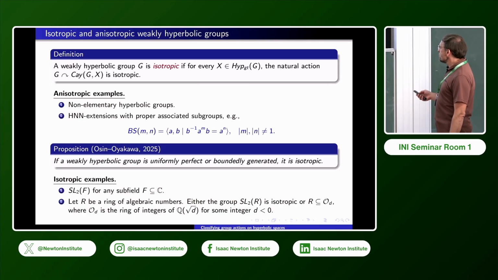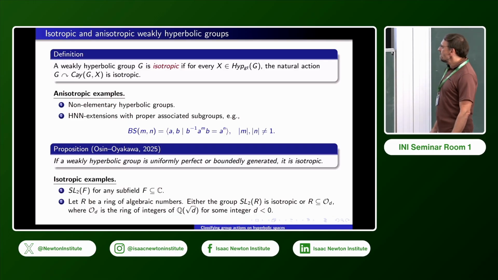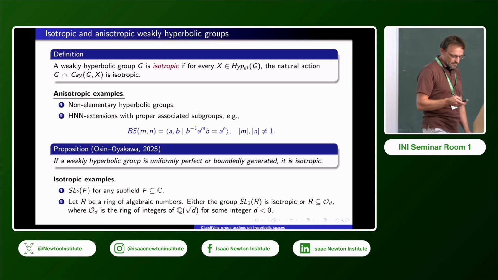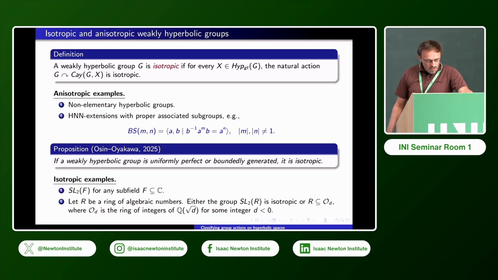But it's uniformly perfect and therefore isotropic. Here is another example which uses bounded generation. If R is any ring of algebraic numbers, then either this group SL2R is isotropic or R is contained in the ring of integers of an imaginary quadratic field. And these two possibilities are mutually exclusive. So for example, SL2 of Z adjoined square root of 2 is anisotropic because 2 is not negative.